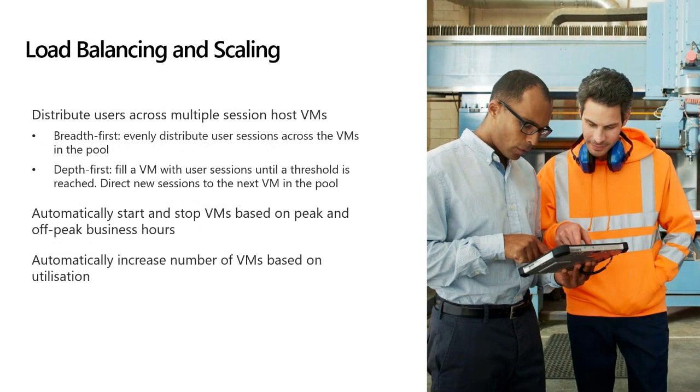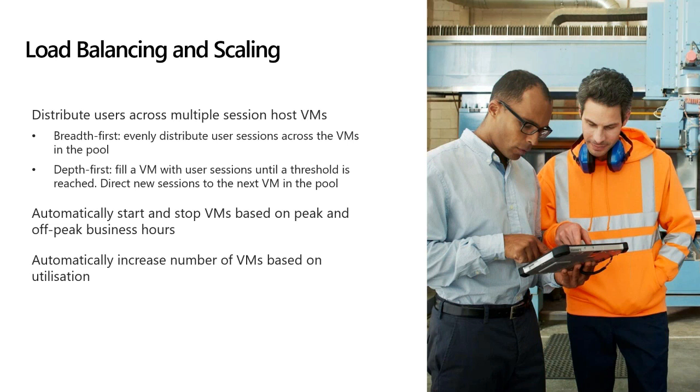WVD provides options to load balance users across virtual machines in those host pools. For best performance, you can configure breadth mode, which allows you to evenly allocate users across those VMs in the pool. For example, if you have 4 VMs in the host pool, the first 4 users will be allocated each to an unused VM, and the next user would share a VM with the first user, and so on. Depth mode allows you to optimize for cost. Basically, it will fill up a VM until a threshold is met, and then it'll start using the next VM.